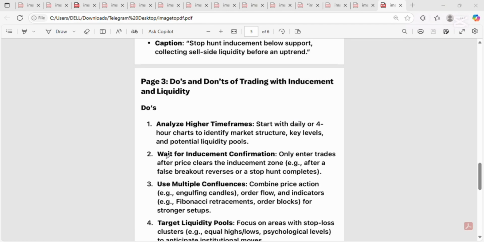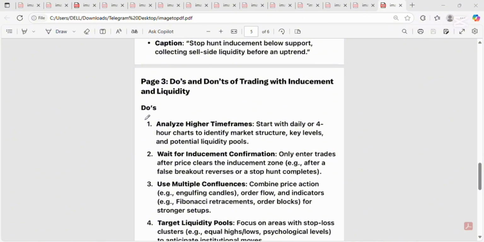You understand? So how do you spot inducement? Inducement is the first what? Swing low or swing high after a market structure shift. If it is a bearish market structure shift, you should take the first swing high or swing low, depending on whatever happens on the chart.